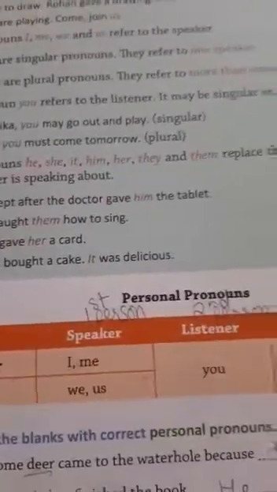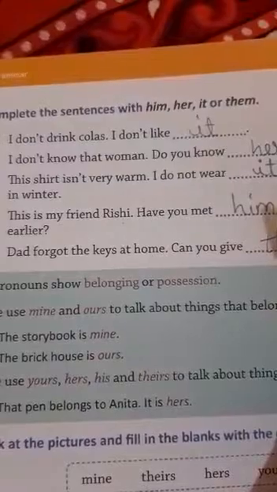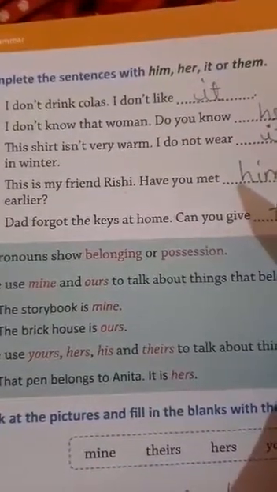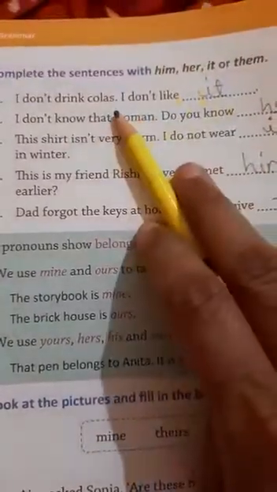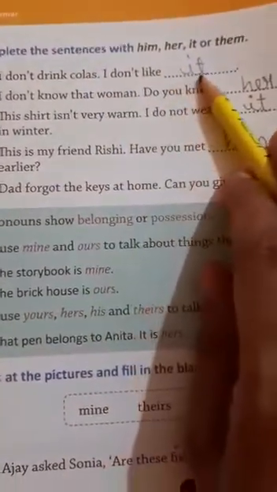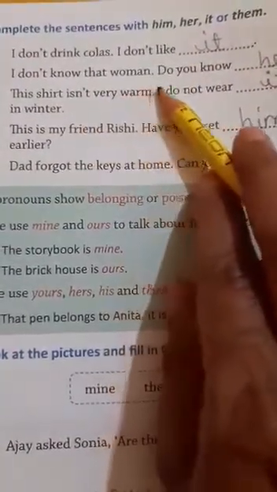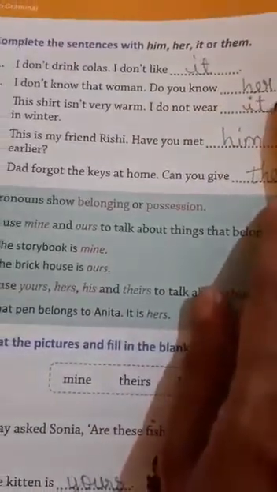Okay, so let us begin exercise number C. Here, complete the sentence with him, her, it or them. See the first one. I don't drink colas. I don't like it. We are talking about a cola drink, so for that we are using it. I don't know that woman. Do you know her? We are talking about a woman, so we have used her.